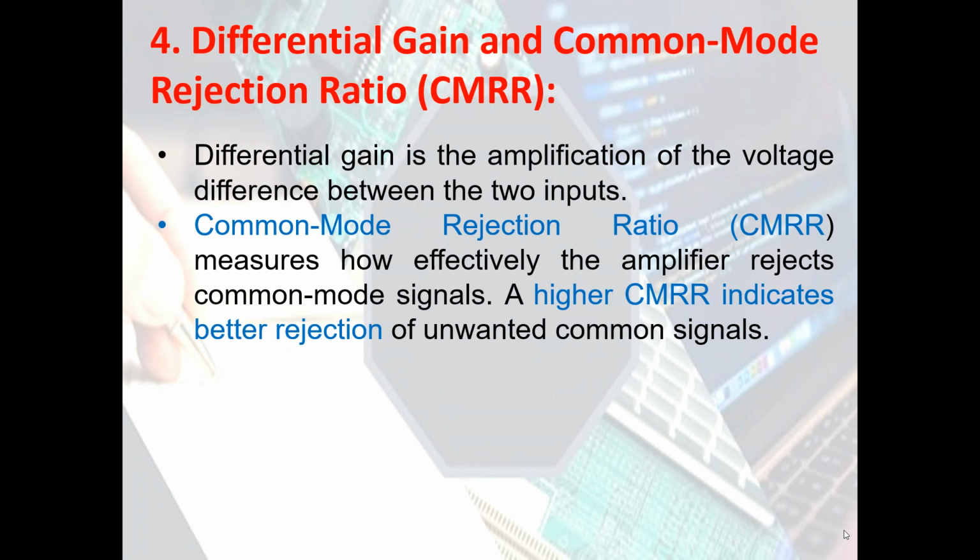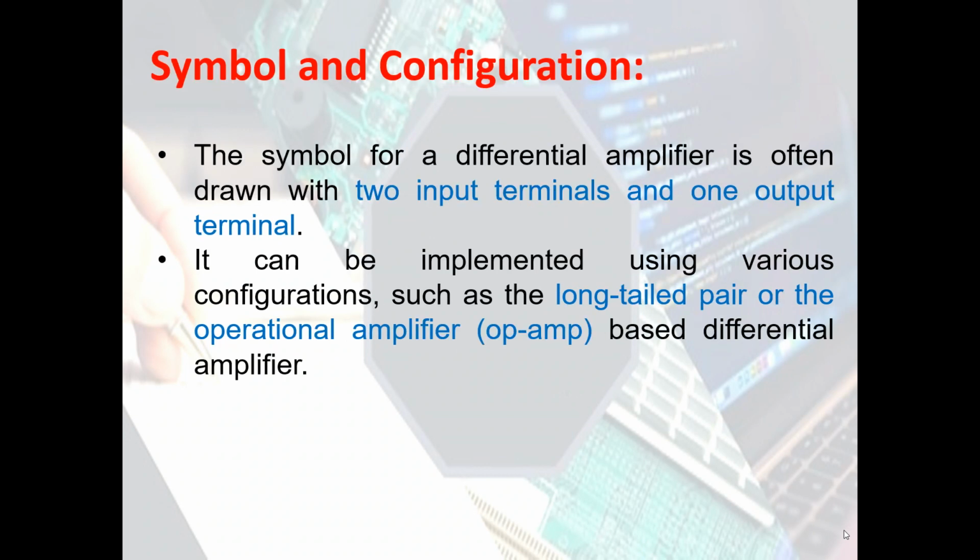In terms of the differential gain and the common mode rejection ratio, or the CMRR, differential gain is the amplification of the voltage difference between the two inputs, while the CMRR, or the common mode rejection ratio, measures how effectively the amplifier rejects common mode signals. So take note, in terms of relationship, the higher the CMRR, the better, because it indicates better rejection of the unwanted common signals. So we need to get higher values for the CMRR.